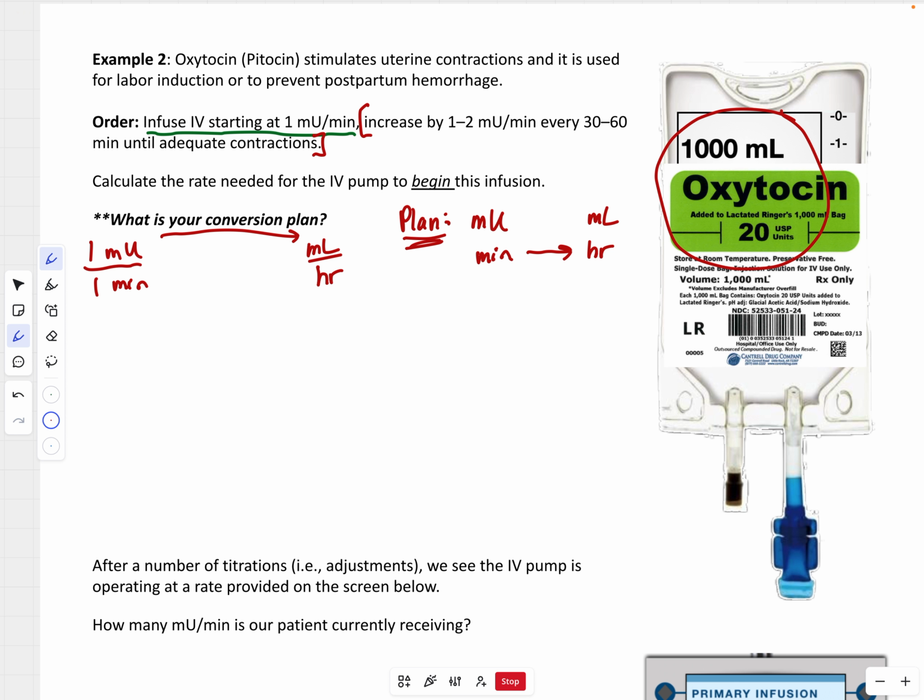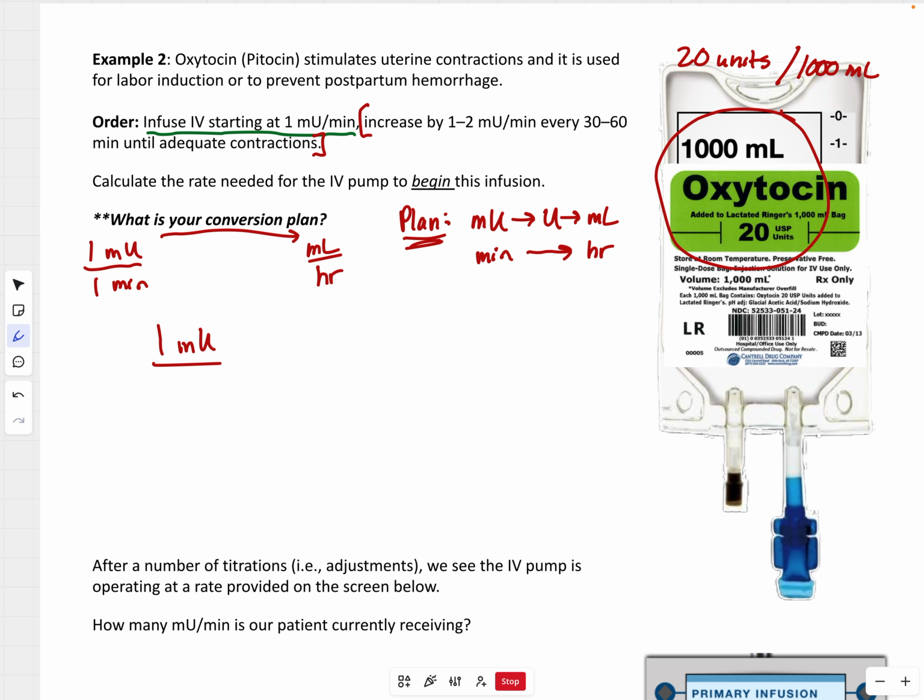Moving forward, we need to use this strength. There are 20 units of pitocin or oxytocin in this bag, and this bag has 1,000 mLs. I have to use that. So that means if I can turn something into units, then I can turn those units into mLs using that bag. Well, milliunits to units is a conversion to memorize. Milli to the basic unit is a factor of 1,000 to 1. That's my plan. I'm going to follow that dimensional analysis plan.